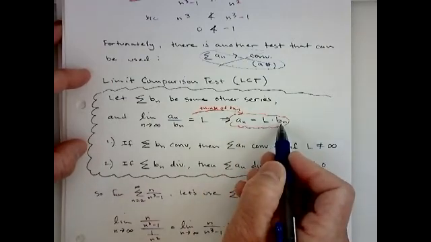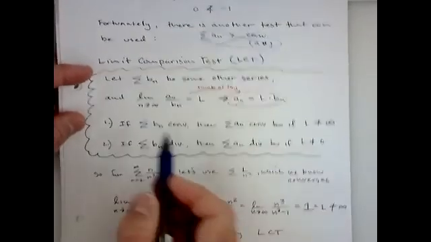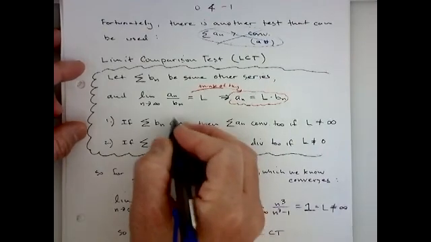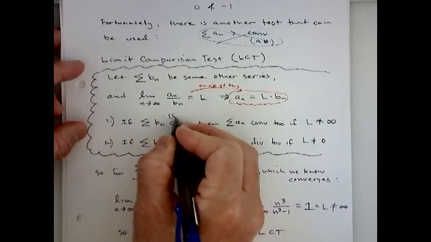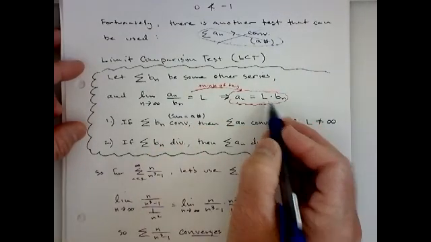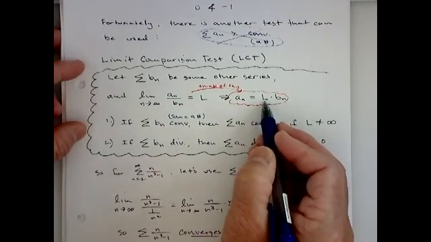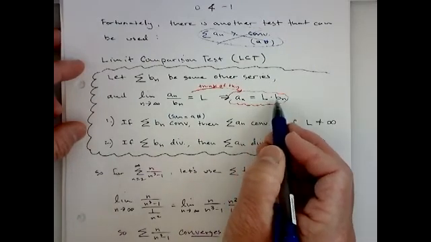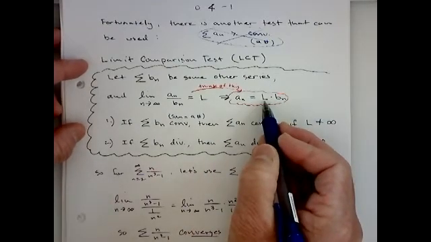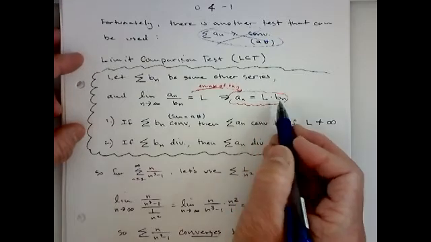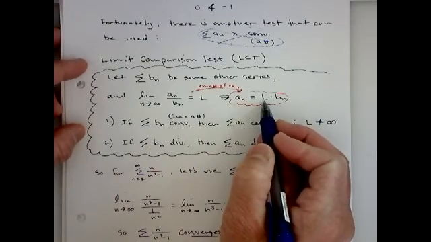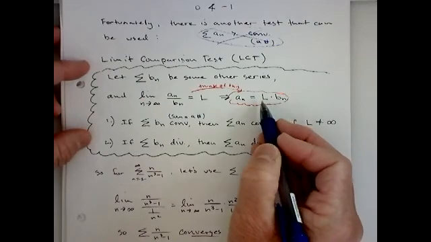Now if you think about this, if b sub n is a convergent series, remember, convergent series means the sum is a number. Then if L was a number like 1, 1 times a number is a number. That would prove that our series converges. What if L was a fraction, like a half? A half times a number is a number. That would prove our series converges. What if L is 10? 10 times a number is another number. That would prove it converges.